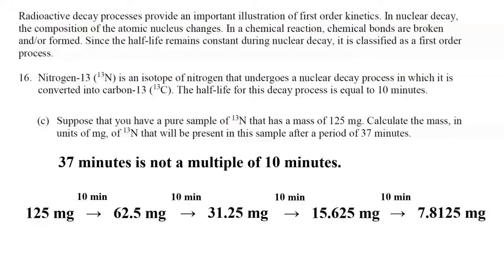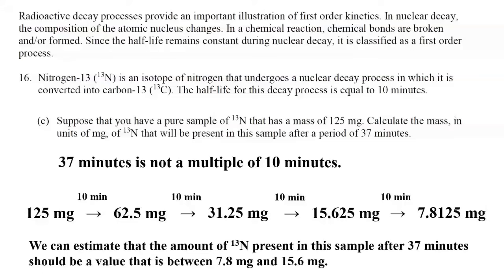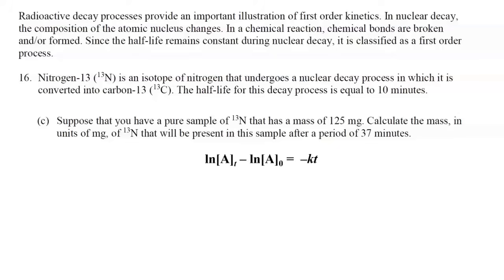I'm trying to figure out how much will be present after 37 minutes, so I can estimate that the amount of nitrogen-13 that's present after 37 minutes is somewhere between 7.8 and 15.6 milligrams. Let's go ahead and use the natural log equation to get the exact answer. So here's my natural log equation.